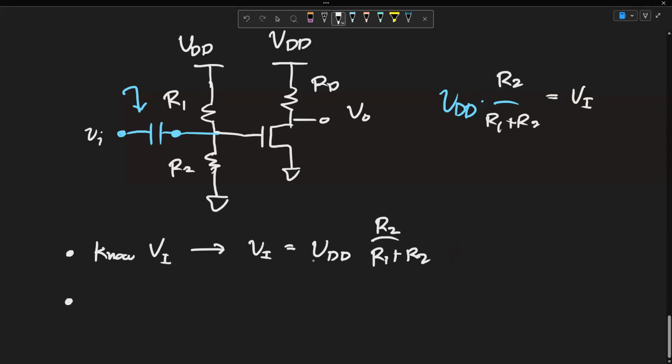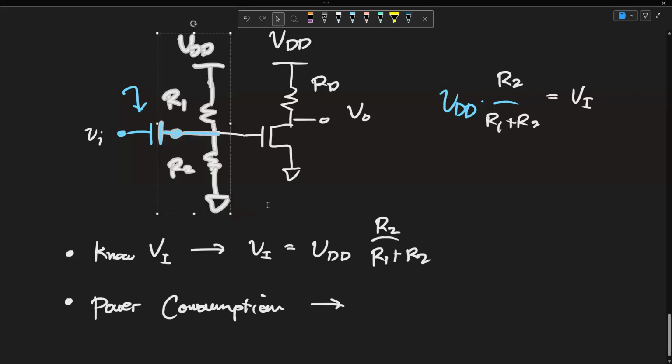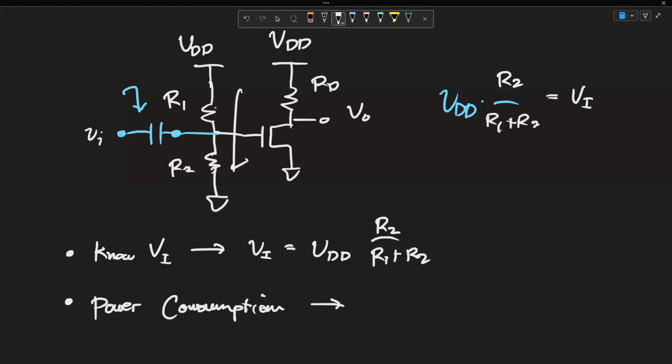Next is also power consumption. For a MOSFET, it's quite easy to do this. Why? Because no current enters the gate. So we know exactly the amount of current passing through downward here. This current would be VDD over R1 plus R2, quite simply. Right?